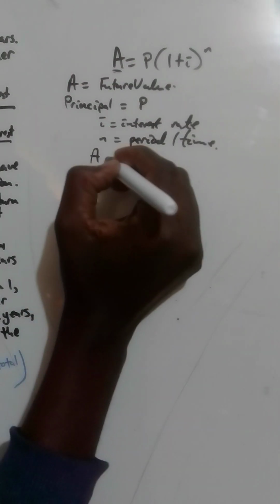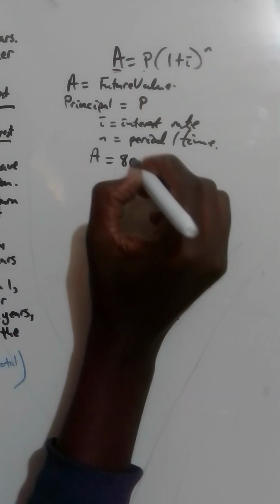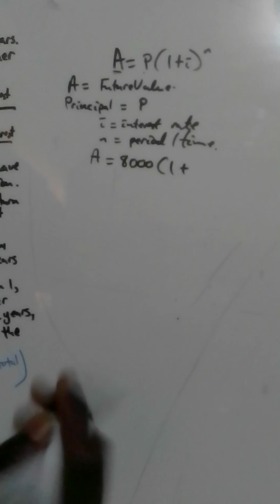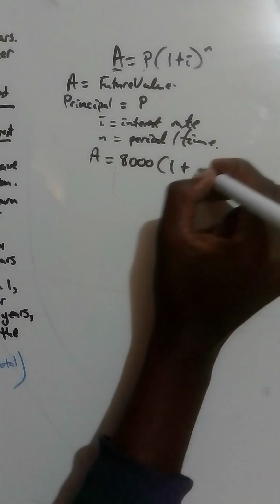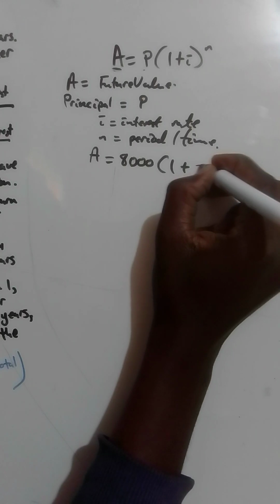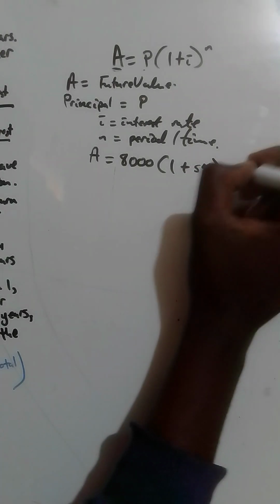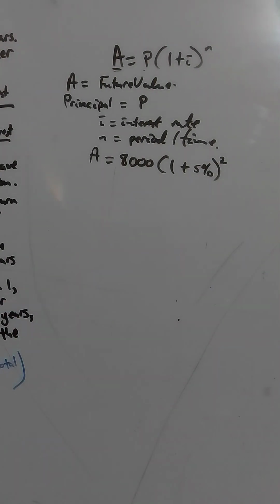So in this particular case, we want to know that after 2 years, how much Amanda would have saved. So we say A is equal to, our principal, we're told that it's 8,000 rands. And then we say 1 plus the interest rate for the second option, which is 5.5%, close bracket to the power, it's 2 years, the period. n is 2 years.